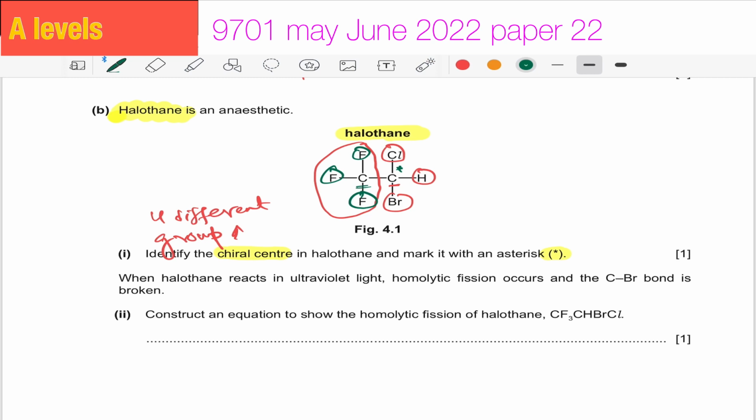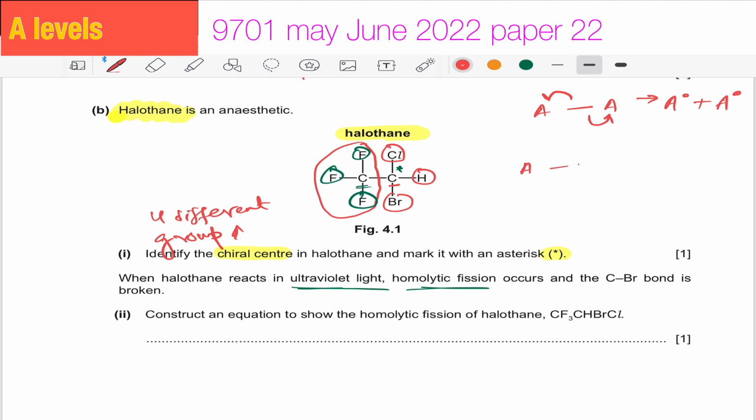Now, when halothane reacts in ultraviolet light, homolytic fission occurs. What is homolytic fission? When a bond breaks and both the atoms take back their electron. There are 2 types of fission: homolytic fission and heterolytic fission. So let's suppose these are 2 atoms, and if homolytic fission occurs, this atom will take back its electron and this will take back its electron, and we get free radicals. Due to homolytic fission, we get free radicals, particles with an unpaired electron.